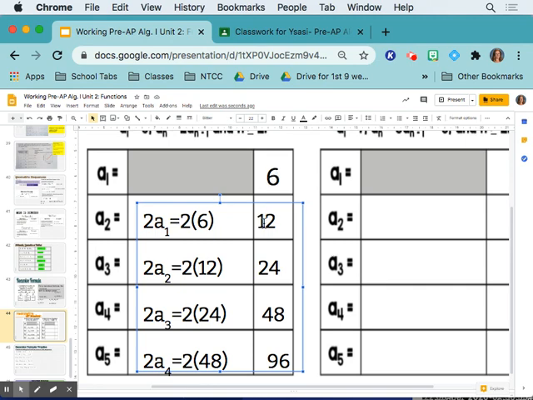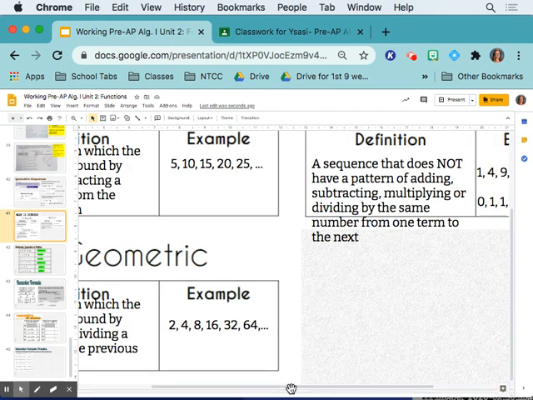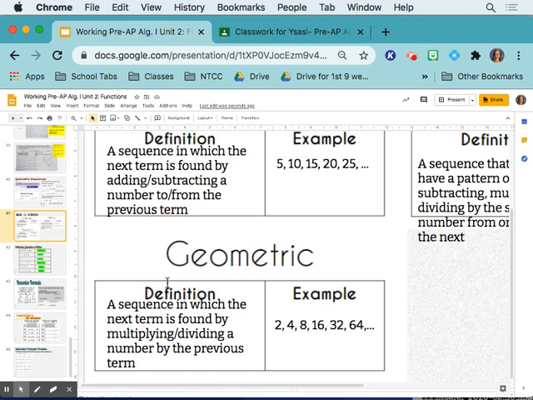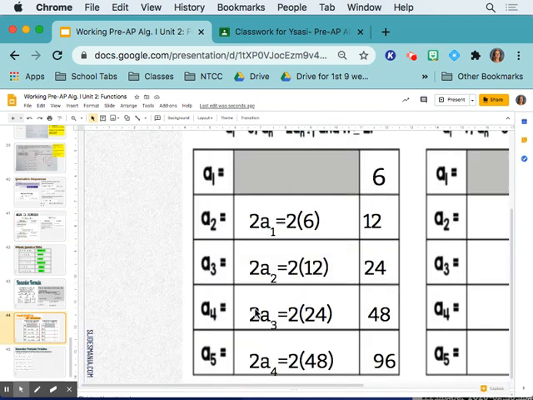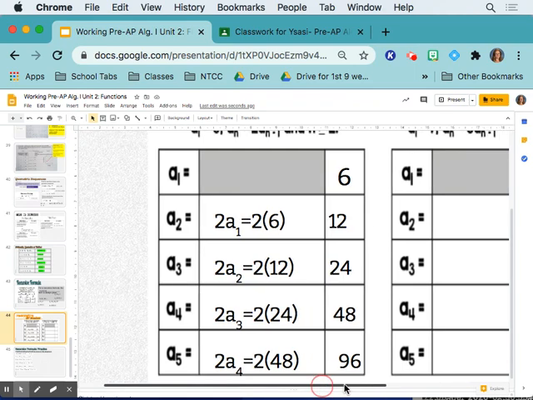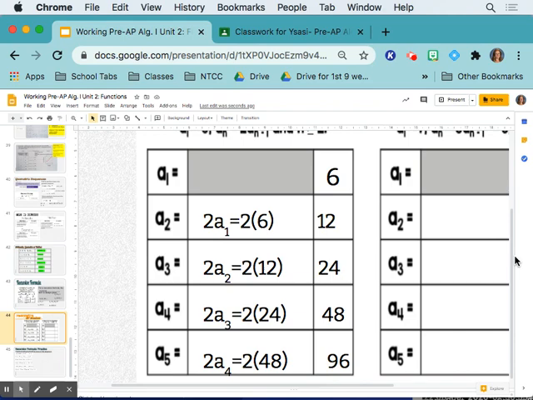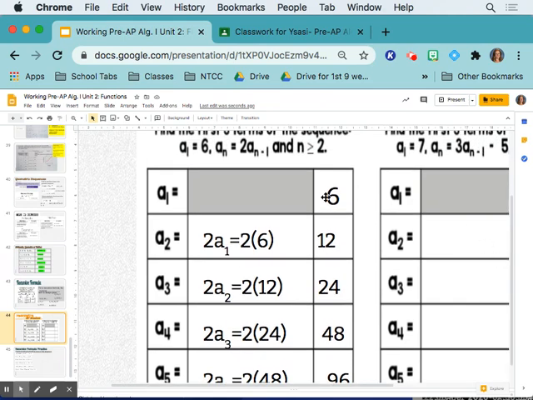So the common ratio here. What kind of formula is this, or what kind of sequence? Remember our sequences? Oh, it's geometric. What's the common ratio? 2. Yeah, because it's just being multiplied by 2 every time. 6 times 2 is 12, 12 times 2 is 24, 24 times 2, and so on.